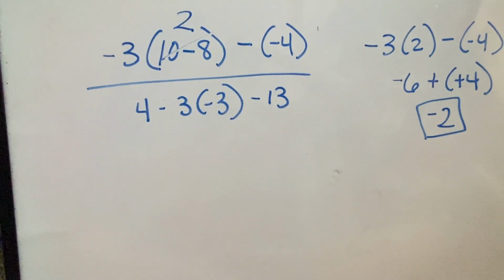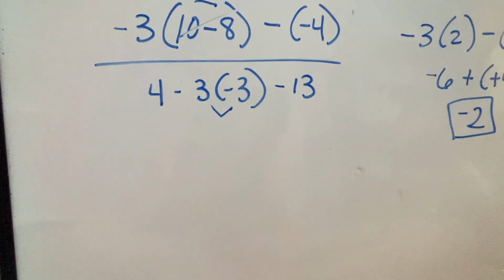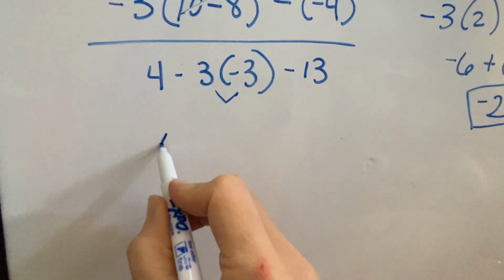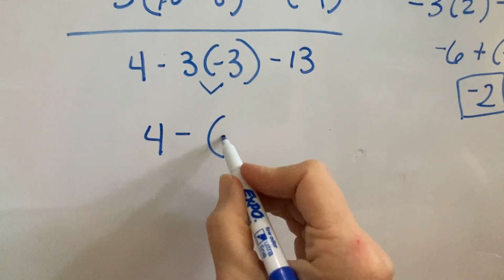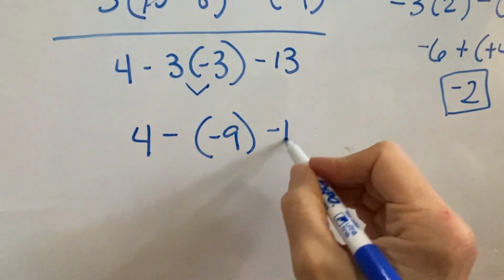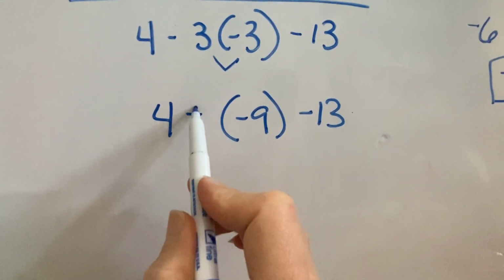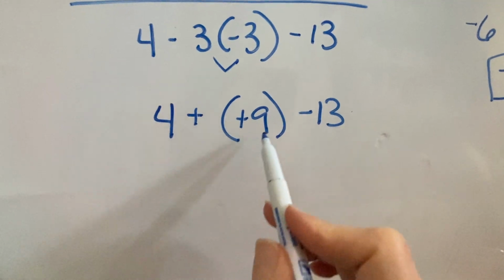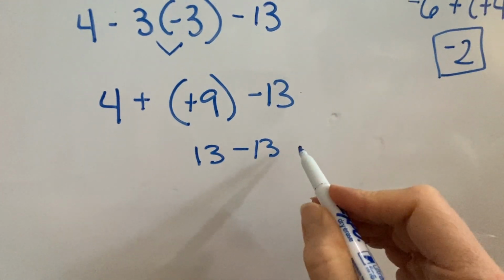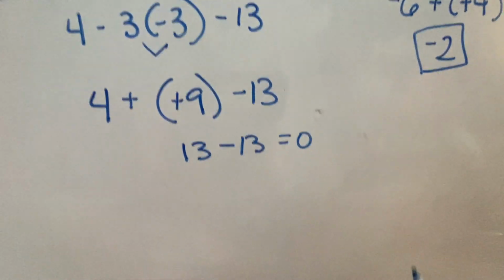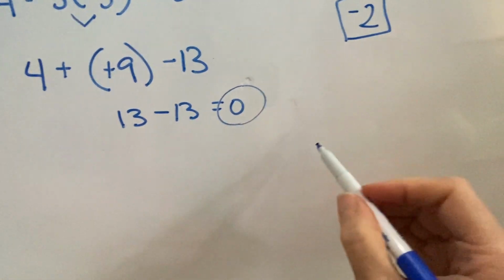Okay, now we need to solve the bottom. Left to right, we're going to work on multiplication. There's our first multiplication. 4 minus positive 3 times negative 3 is negative 9, and then minus 13. Okay, so two negatives together means positive. 4 plus 9 is 13, minus 13. This answer is 0.